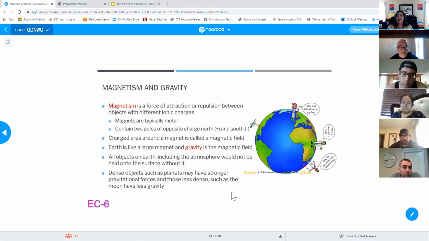And gravity is actually that magnetic field. That's what's actually causing that magnetic field. So everything on Earth is being held to the surface of it due to gravity, and that includes the atmosphere. So even the air that's around us is being held to Earth because of its gravity. And objects that are more dense are going to have stronger gravitational forces. So that's why our sun, which is massive, huge, and super dense, has all the planets revolving around it, because they're being attracted to it due to that gravity.